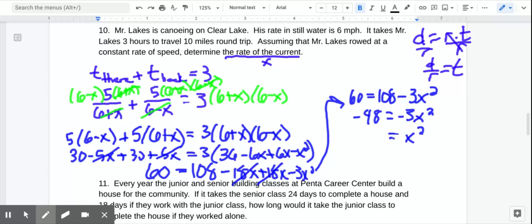Divide both sides by negative 3. And we're going to take the square root of both sides. Now, normally we would say the answer is plus or minus, but since we're talking about the rate of a current, just the positive one. So the current is 4 miles per hour.